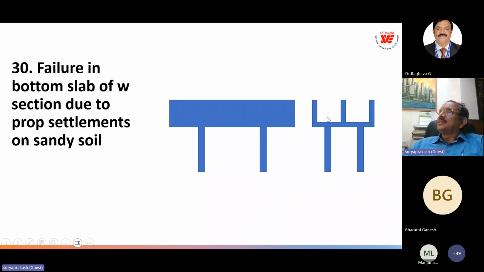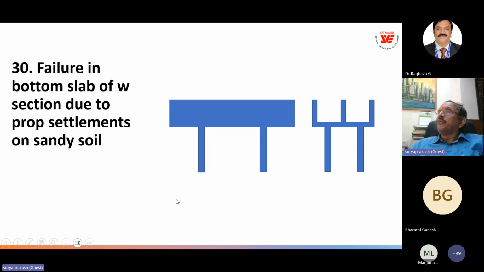Next is this W aqueduct which we designed, of course, quite long back. We took the advantage of the W section, and the neutral axis is falling above the slab as usual. It is like an inverted beam. But this is a 5-meter cantilever, 10 meters span, and another 5-meter cantilever. And this was on the seashore.